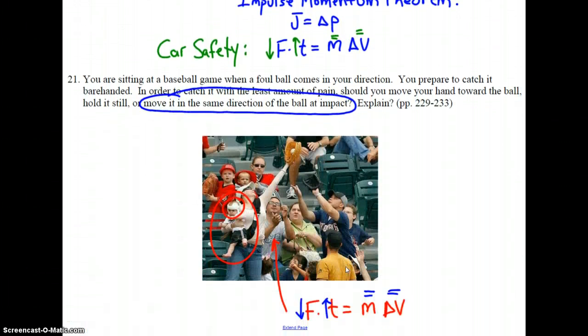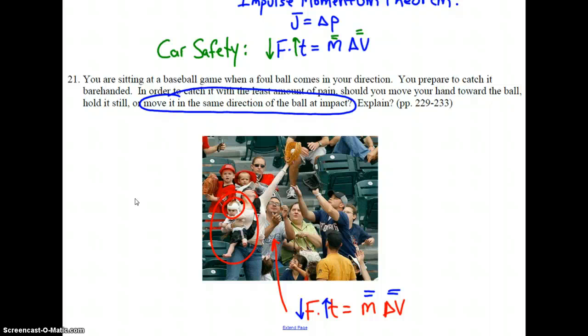Number 21, you are sitting at a baseball game when a foul ball comes in your direction. You prepare to catch it barehanded. In order to catch it with the least amount of pain, should you move your hand toward the ball, hold it still, or move it in the same direction of the ball at impact? Explain your answer.